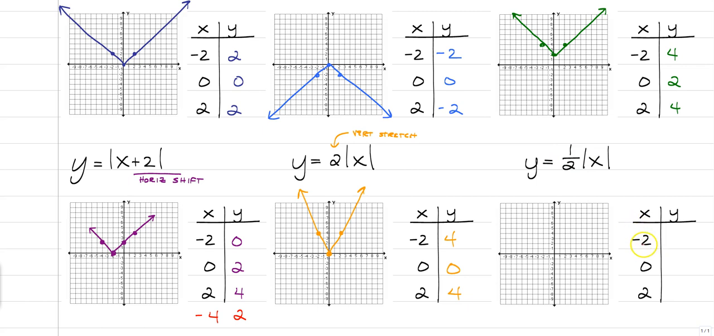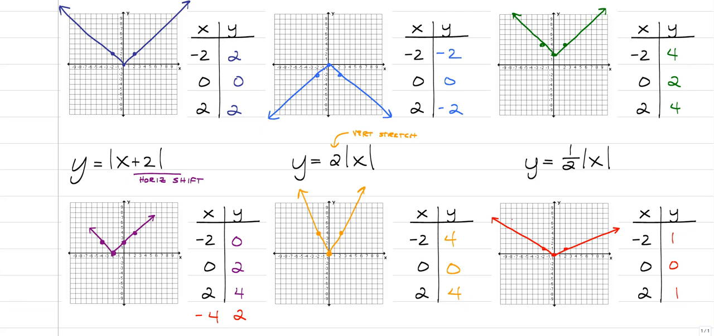So that would be negative 2. The absolute value of negative 2 is 2, but half of that is 1. And of course you can figure that this is going to be 1, 0, 1. Now, if we were to go to negative 2, comma 1, and then of course 0, 0, and 2, comma 1, this V looks wider. Again, it's because we flattened it. We made it shrink vertically.